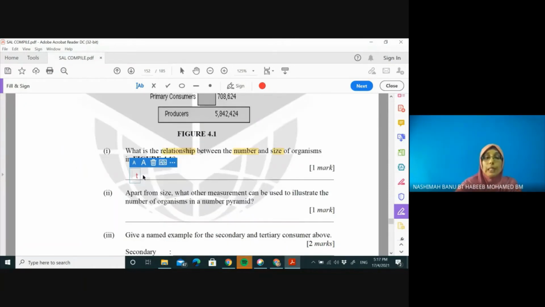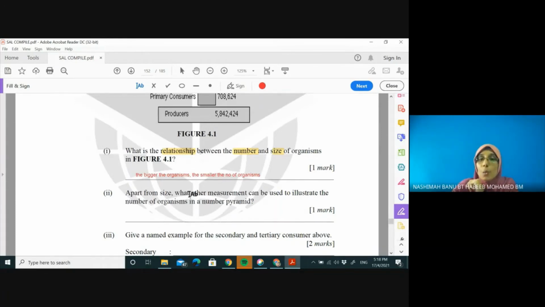So, the relationship, the bigger the organism, okay, so the smaller ke the larger the population? The smaller the number of organisms. Okay, so ini yang dimasukkan dengan relationship. So nampak, the bigger the organism, the smaller the number of organisms. Okay, so relationship. Macam tu cara jawabnya.